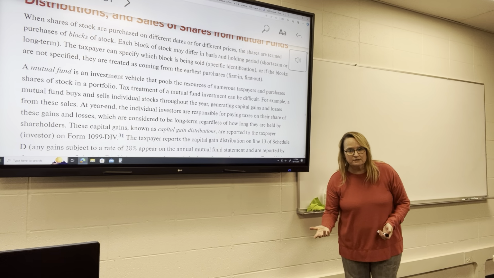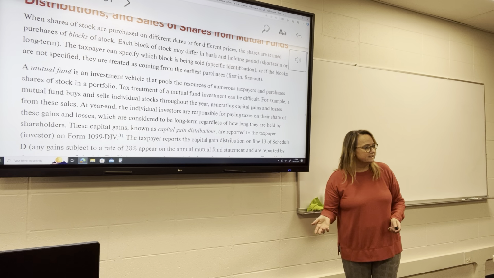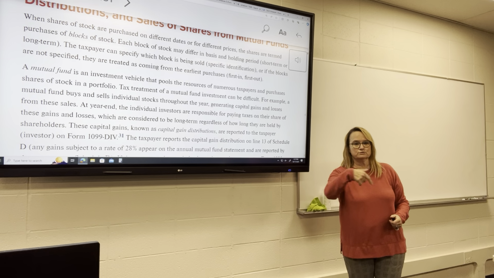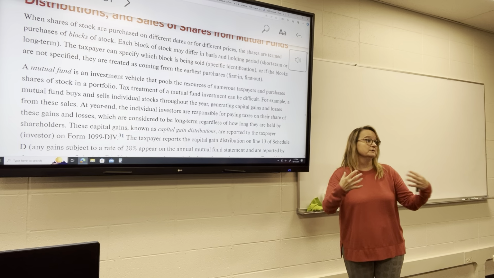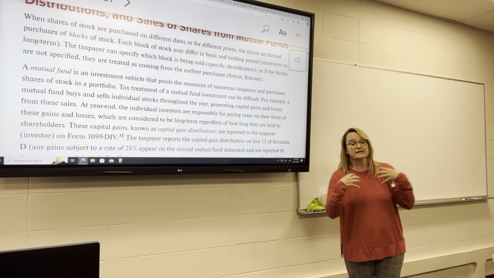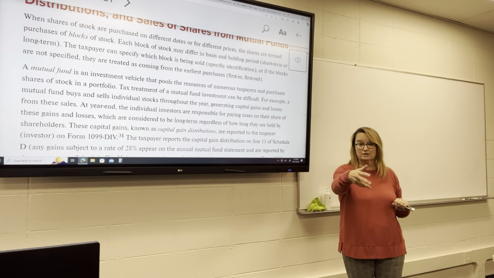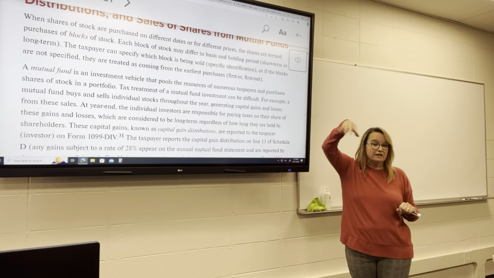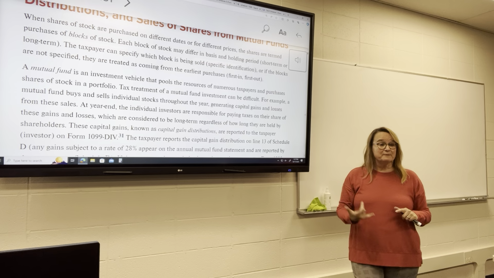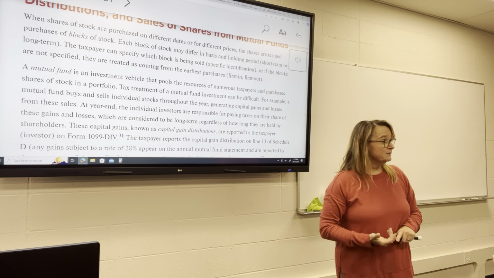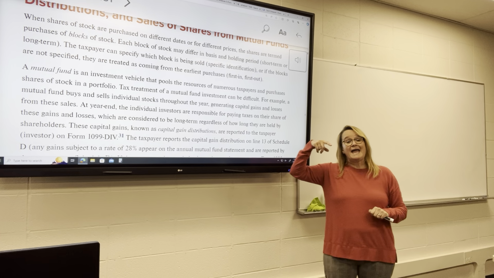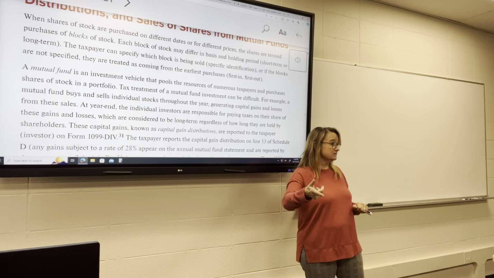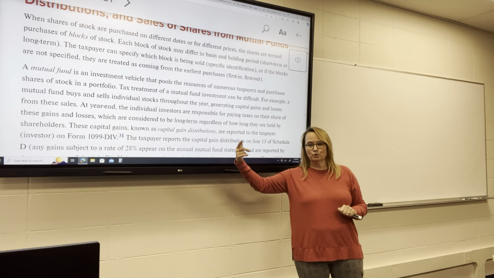It doesn't necessarily mean that you're going to get the cash. You may have chosen to reinvest those capital gain distributions. So instead of giving the cash back to me, I just want to buy more shares of the mutual fund, so it increases my value in that mutual fund. You still have to pay the tax on it though. But what those capital gain distributions do then is increase the basis of your mutual fund.